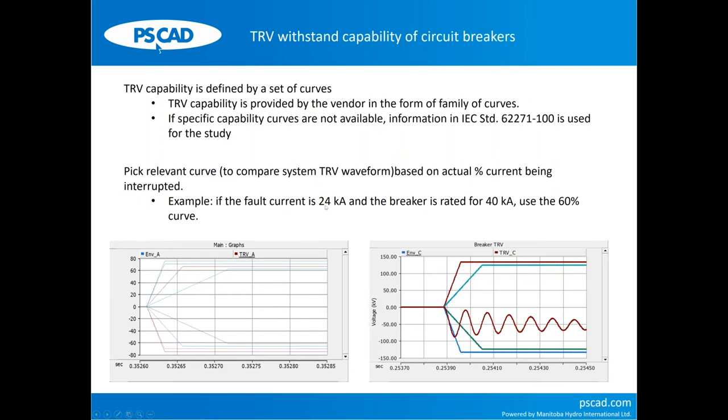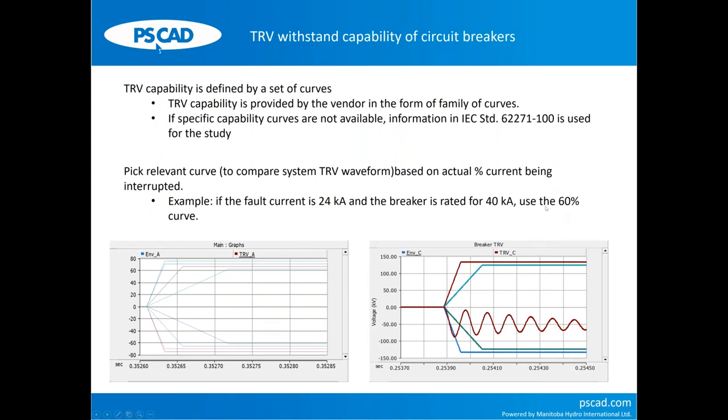For example, if you have a 40 kiloampere breaker, and the actual fault current through the breaker is 24 kiloampere, we know that the fault duty is 60%, right? The IEEE defines four capability curves. The first one, the most strict one, is 100% fault current. The next is 60% and 30%, and last 10%.